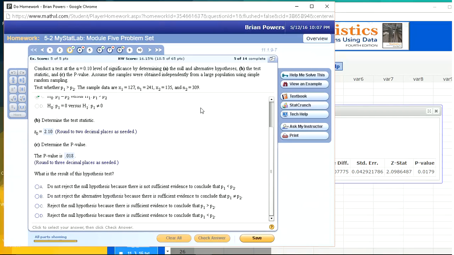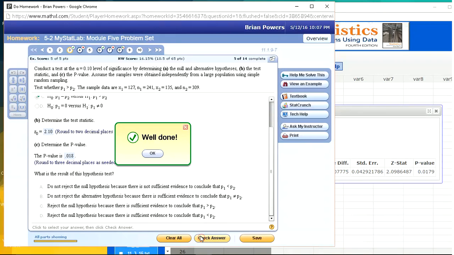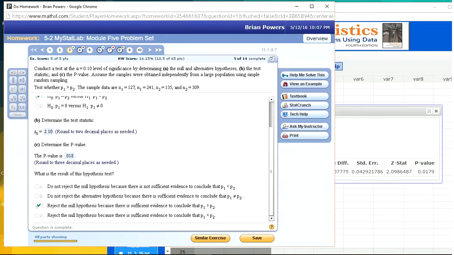That's a pretty small p-value. We're doing this at an alpha of 0.10, so the p-value is way less than that, which means that's very, very strong evidence in favor of the alternative. So we reject the null because there is sufficient evidence that P1 is greater than P2. Okay, super.